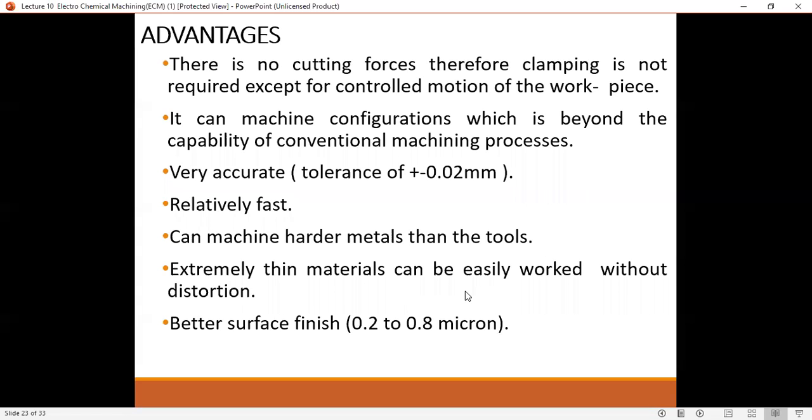Extremely thin materials can be easily worked without distortion. Just imagine if you want to machine a very thin workpiece, the thing that's very difficult to control is deformation of the material due to physical contact or due to build-up of internal stress. But for this process, that does not matter, because there is no physical contact between the two, and material is being removed at the atomic level. You can get a very good surface finish, you're talking about 0.2 to 0.8 micron. This is a very, very good surface finish.